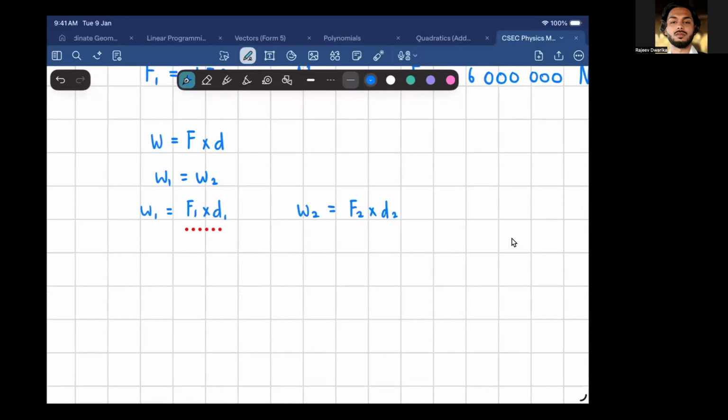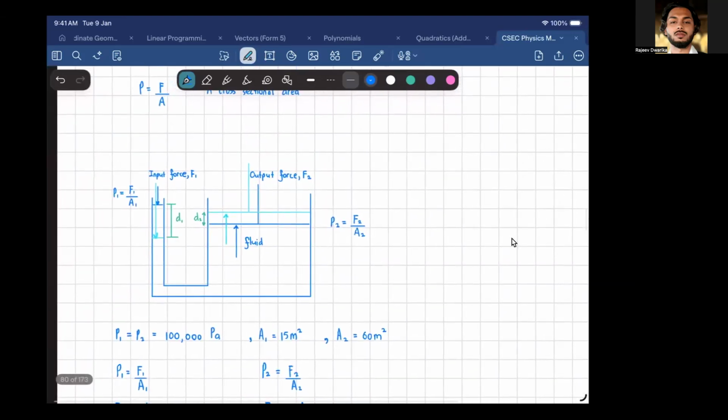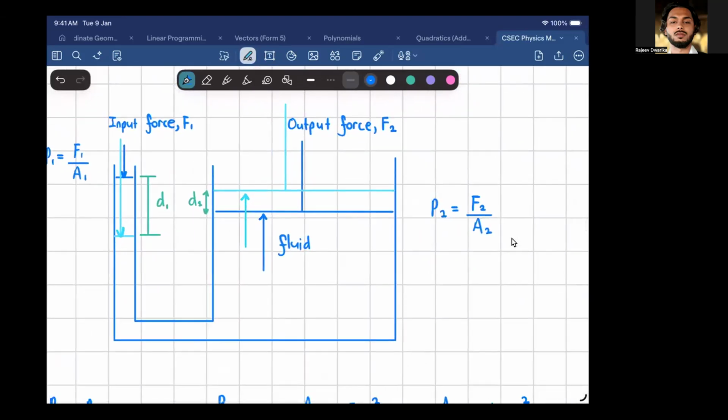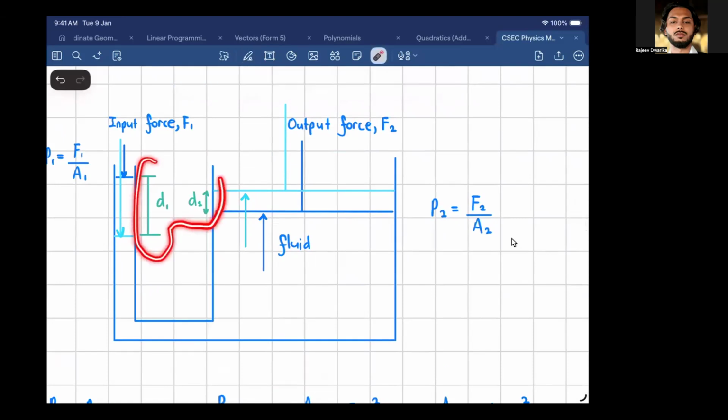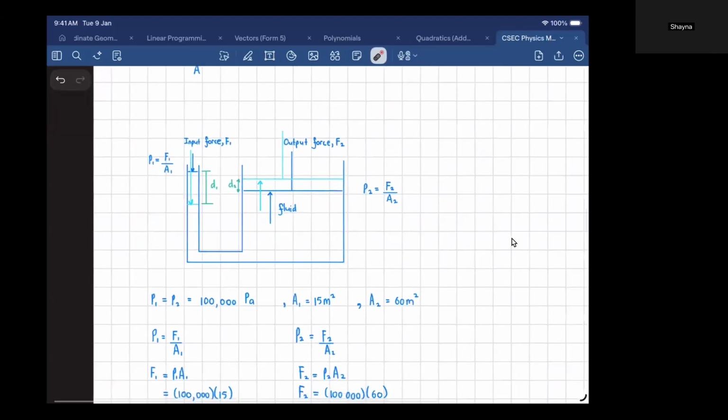So let's see what's going to happen here. If W1 is equal to W2, we could come up with this equation. We could say that F1D1 is equal to F2D2. So Shana, the whole question now is, how are we going to prove what we theorized over here? Because remember, we said that if you apply a force, it would move a certain distance, and the distance here would be more than the distance over here. Yes, sir. But now we need to actually prove it.